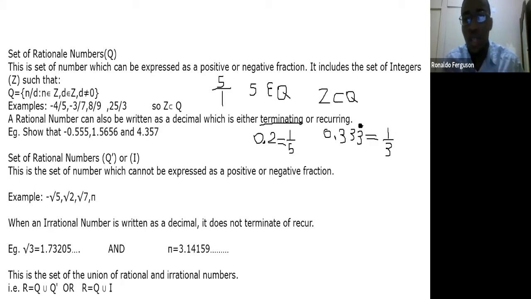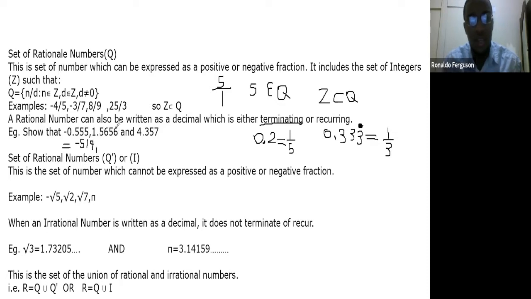So now, the next thing that we're going to be looking at, this question, it says show that negative 0.555 can be expressed as a recurring decimal. Show that, that part of the question is missing. Show that these can be expressed as rational numbers. So this question right here is to show that these can be expressed as rational numbers. When you do that, you're going to get that this one should be negative 5 over 9. That's what the first one should work out to be.